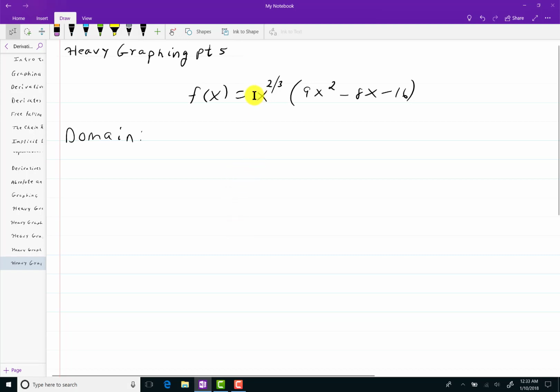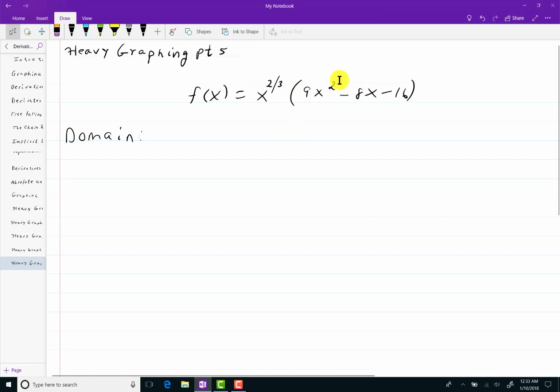You can plug anything in for x here because when you square it, it's still a real number, and then when we take the cube root, it's still a real number. So you don't have any problems here with it being defined versus not defined. Now, if that was an even root, like 2/4 or 1/4, then you would only be allowed to have non-negative values for x.